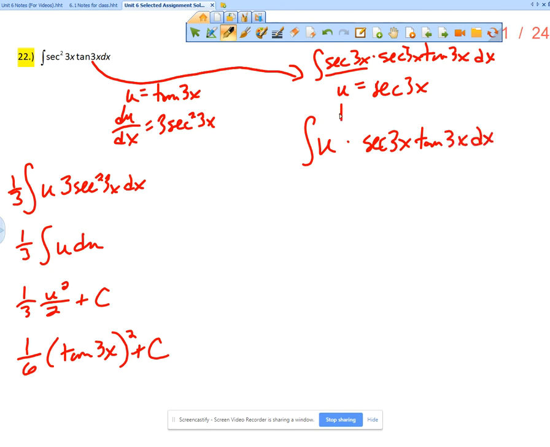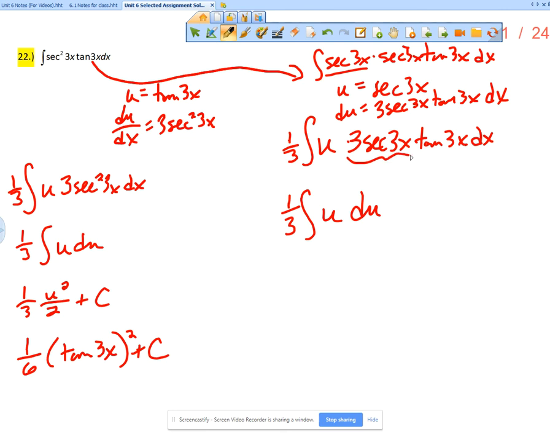So that means du would be, well, what's the derivative of secant 3x? It's secant 3x tangent 3x times 3, and then I multiply by the dx. So I need only a 3 with the secant 3x tangent 3x, and that means I need a 1/3 on the outside. So it looks kind of like the other one: 1/3 integral of u du. That whole thing, 3 secant 3x tangent 3x dx, is du.